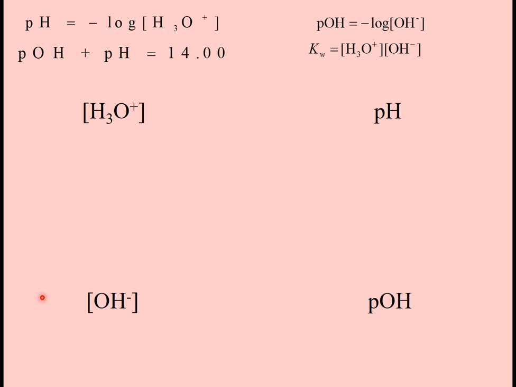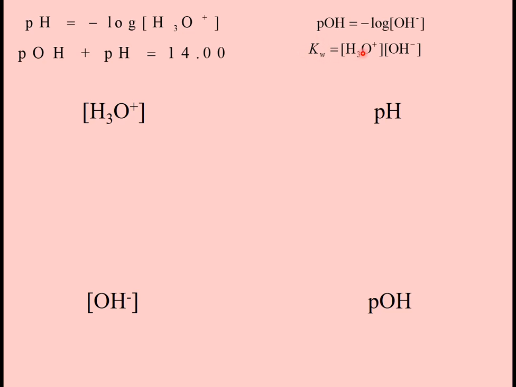Okay, in this video I'm going to pull together all the equations that we have covered so far this chapter. One of the first ones we had was pH is equal to the negative log of hydronium. This is given to you on the formula sheet. Actually, the first one we were given was this one.